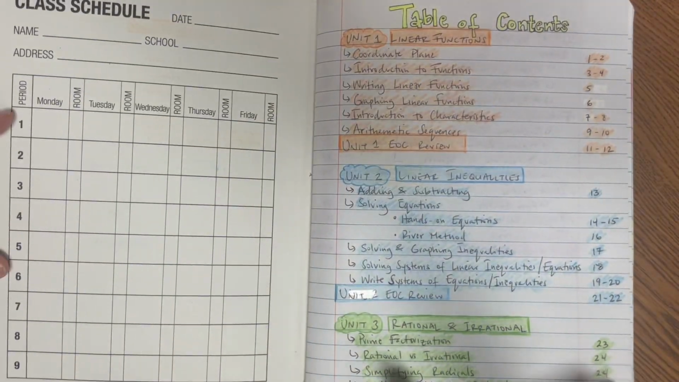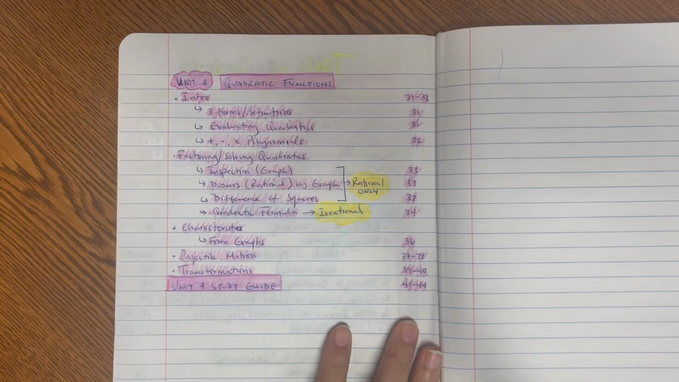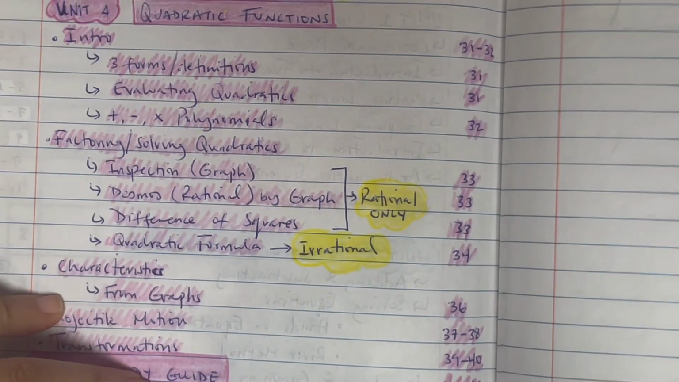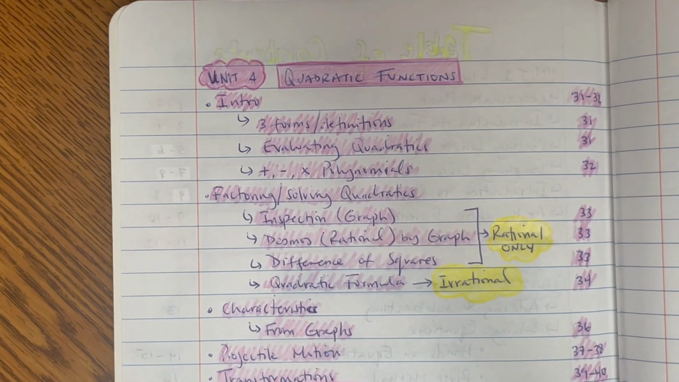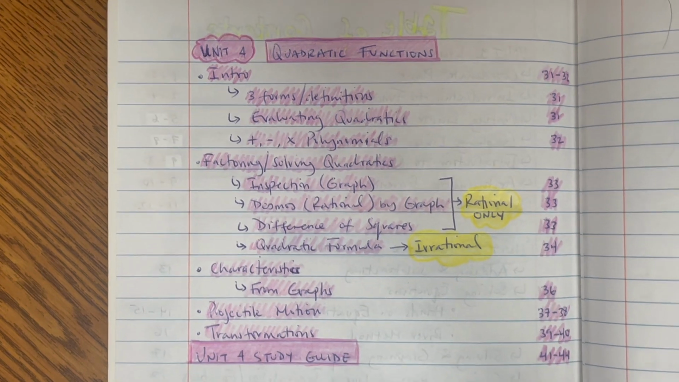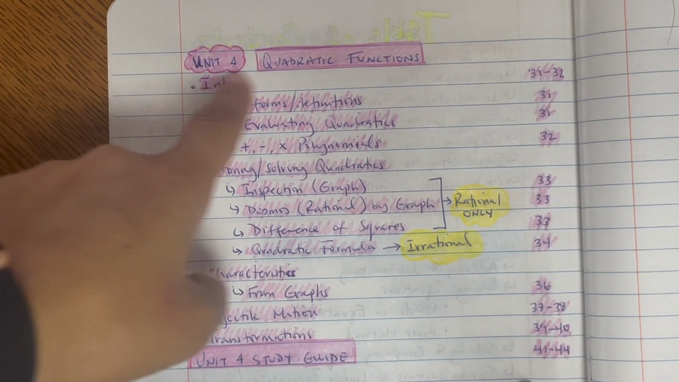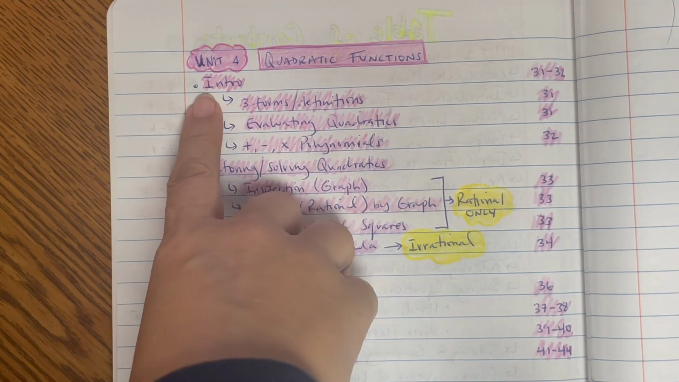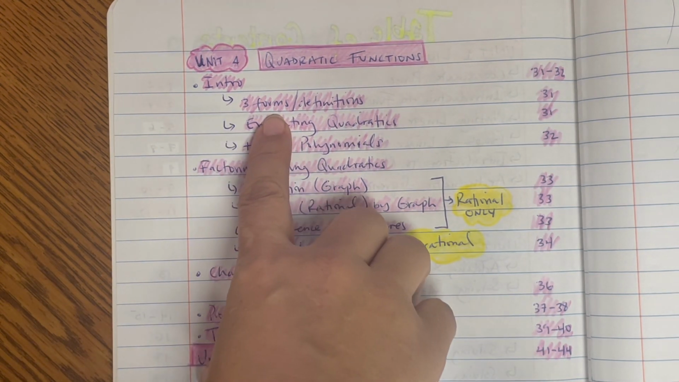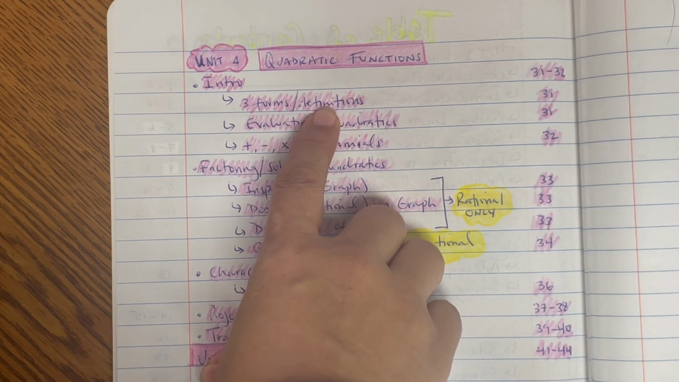I guess let's go ahead and take a look at our unit 4. So our unit 4 is going to be a bit heavy in detail. I'm going to read this to you, but you're going to pause the video and copy this down. So it says unit 4 quadratic functions. I'll do an introduction. In our introduction, we're going to have 3 forms and definitions.